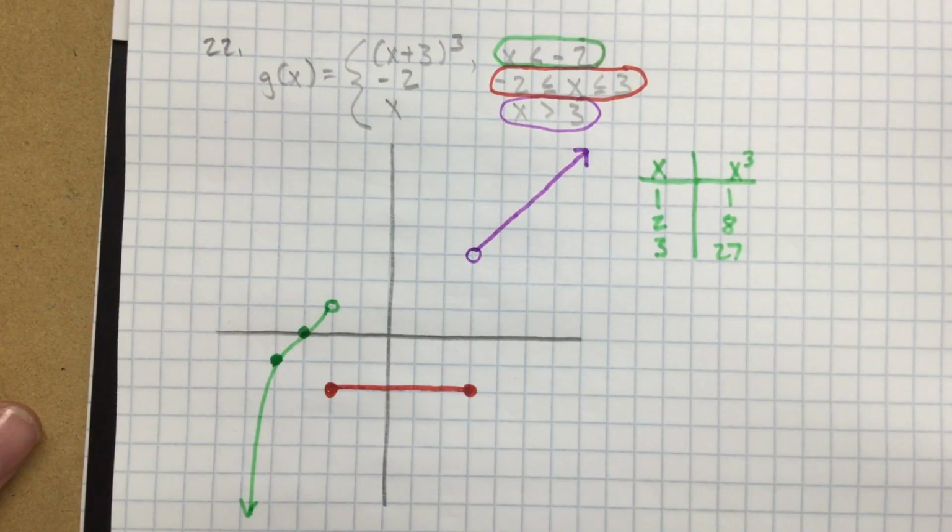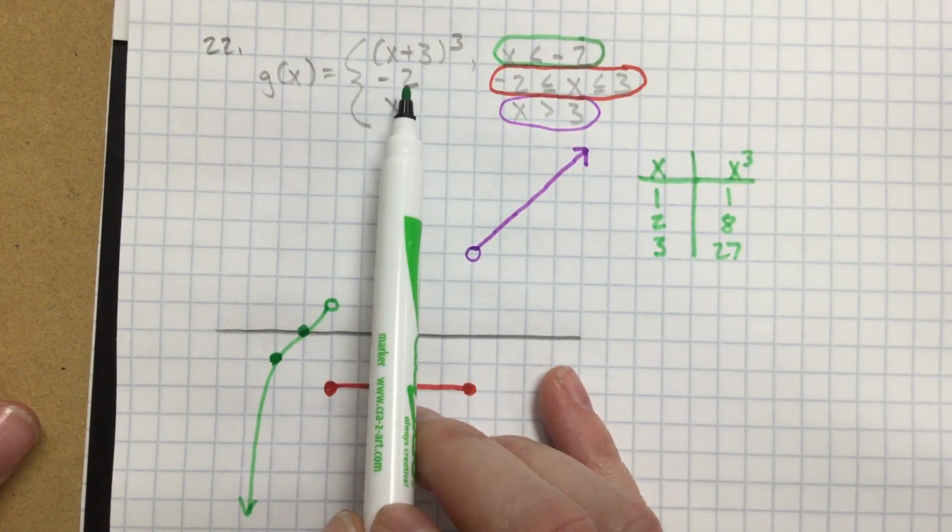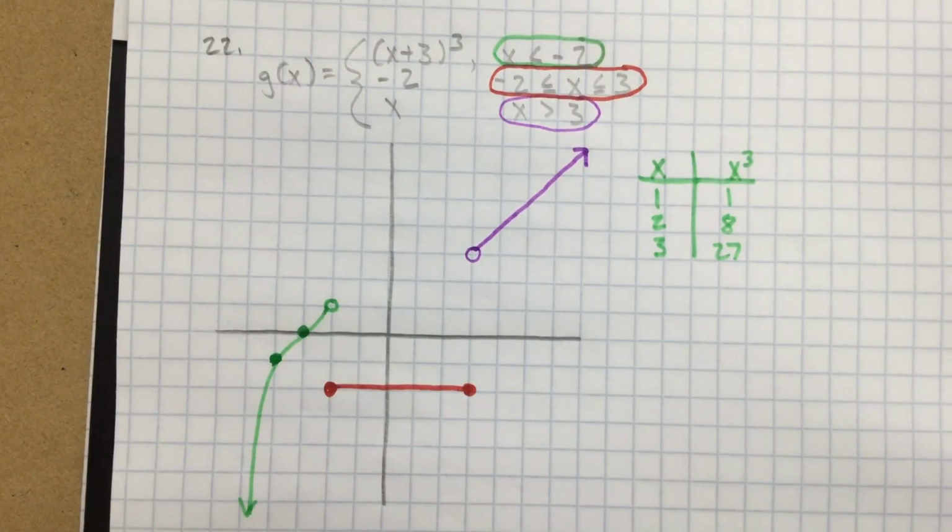That's your piecewise graph. So you took a piece of the cube, piece of the 2, piece of the x. And it's still a function because it passes the vertical line test. You can draw a vertical line through there, and it's not going to touch that graph more than once. Alrighty?